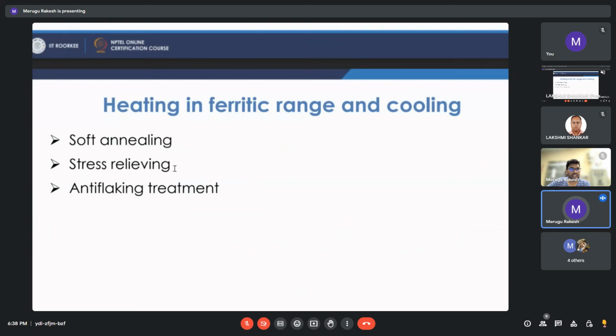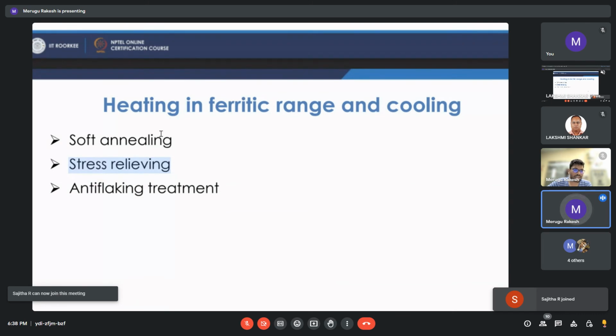Then we have softening and stress relieving and anti-flaking treatment. This anti-flaking treatment is done in order to remove hydrogen gases. Then this stress relieving happens at 500 to 600 degrees Celsius, and the name itself represents it: it will relieve the residual stresses that are developed in the casting component.